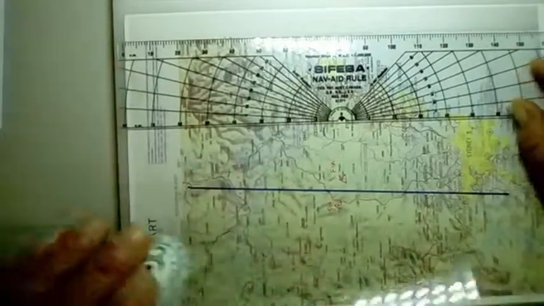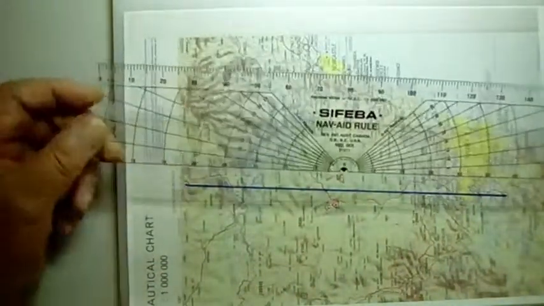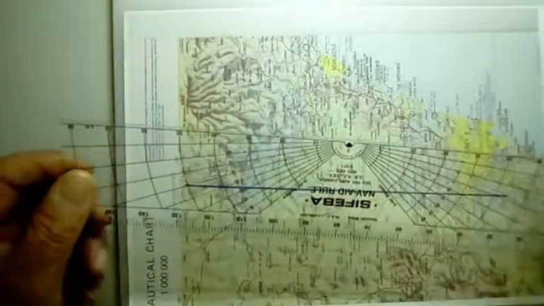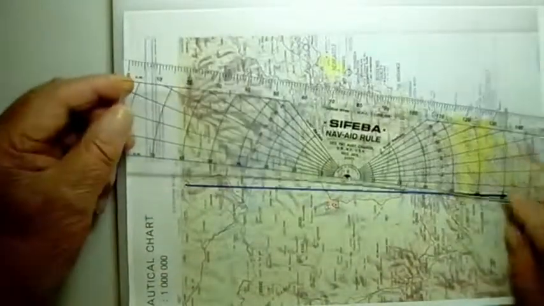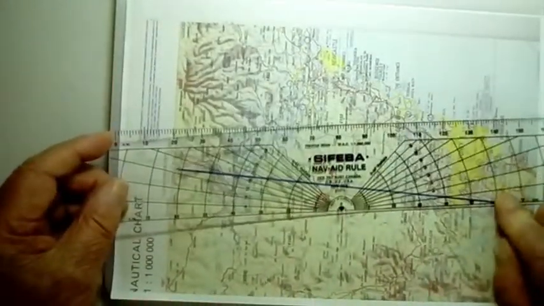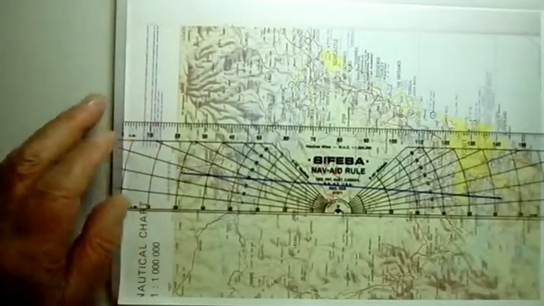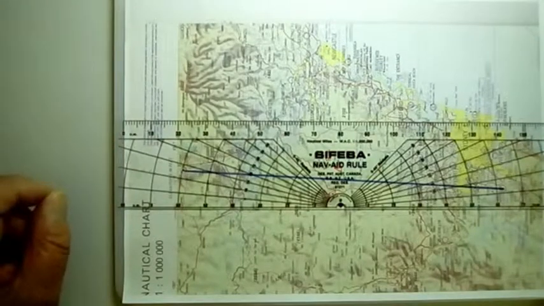But of course you can use the Nav-Aid rule on any map. You can even use it on a road map. The principle's the same. It's based on geometry. Off track, destination. That's the Nav-Aid rule. Every pilot should have one in their flight bag.